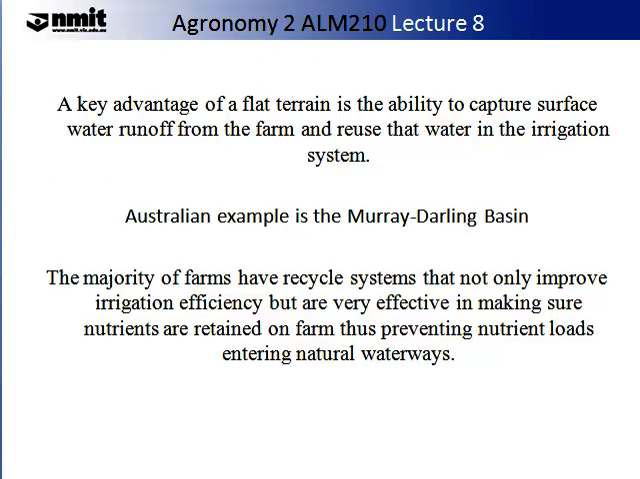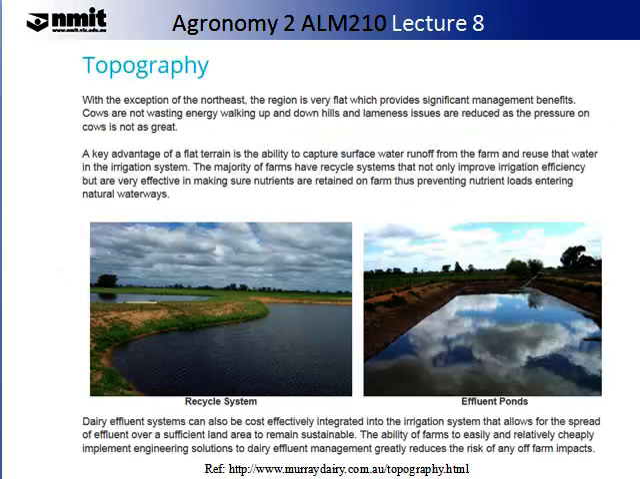A key advantage of flat terrain is the ability to capture surface water runoff from the farm and reuse that water in an irrigation system. There are many examples of such systems in the Murray-Darling Basin. The majority of farms have recycled systems that not only improve irrigation efficiency, but are very effective in making sure nutrients are retained on the farm, thus preventing nutrient loads entering natural waterways. This image from the Murray-Darling Dairy website shows such systems, a recycle system and an effluent pond, used extensively throughout the flat regions of the northeast.